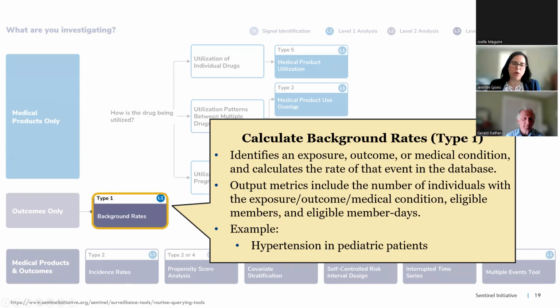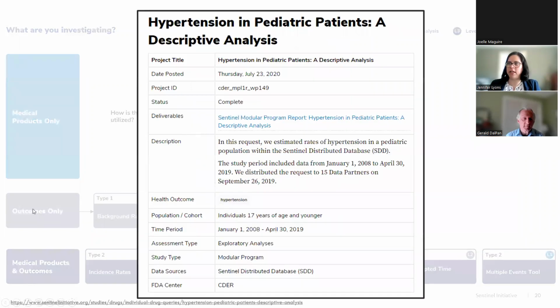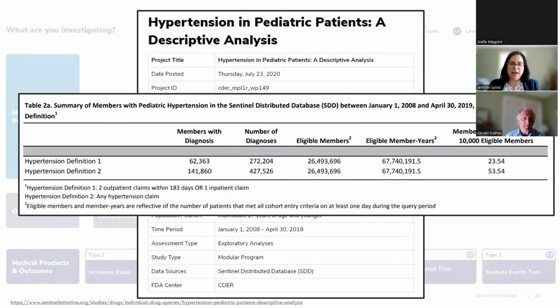So a recent query I'll walk through looked at hypertension in pediatric patients, where FDA explored different ways of identifying pediatric patients with hypertension. And this is what you'll see on the website, where we have the description and the deliverables. In this type 1 analysis, we estimated rates of hypertension among members less than 18 years old. And then you can see there were 2 different definitions. It was really an exploratory analysis, right?